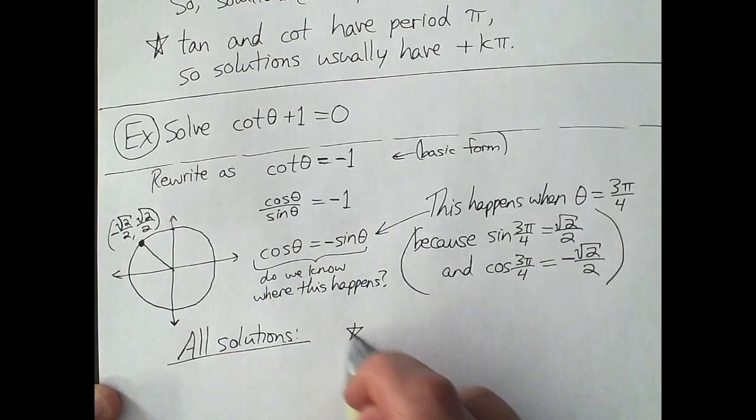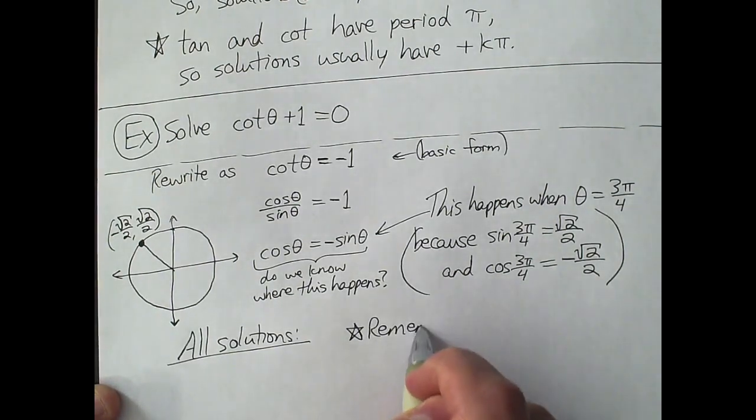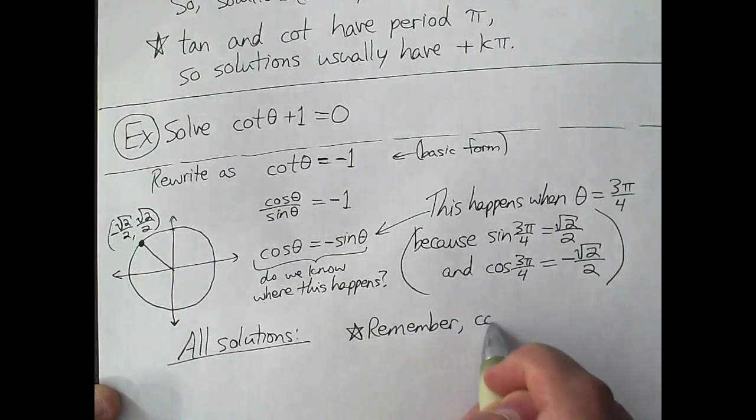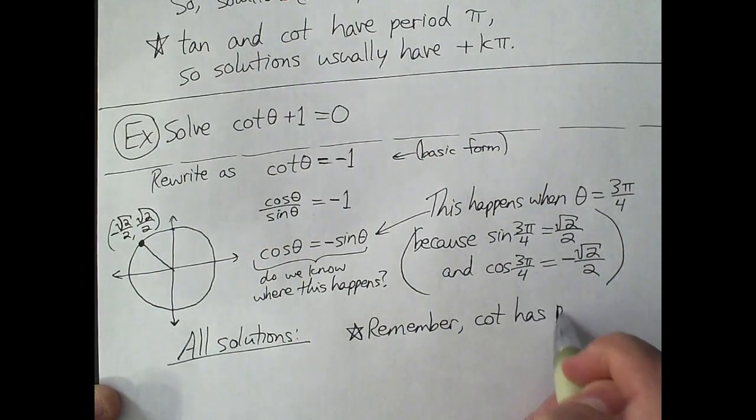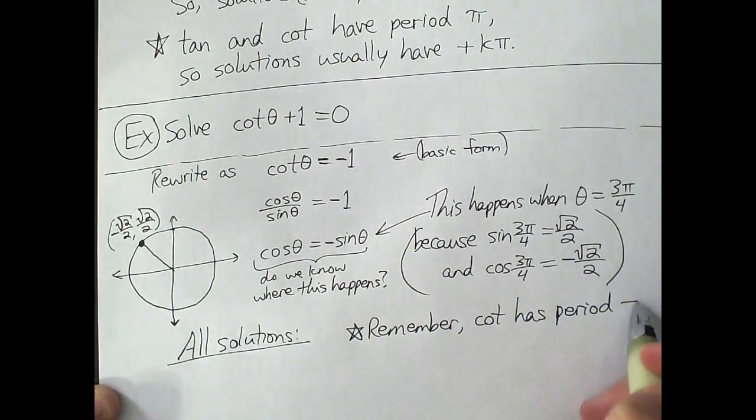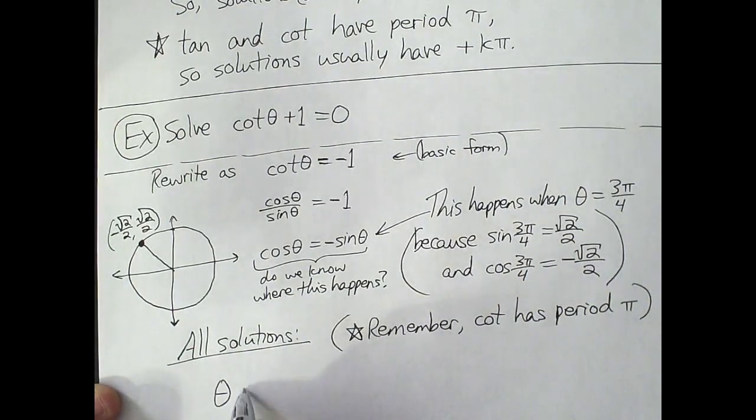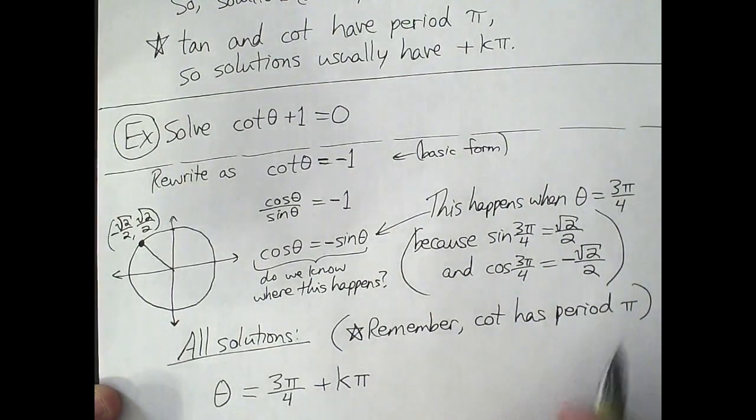And I'm going to say, remember, cotangent has period pi. So for that reason, the solution set is going to be the answer we found plus just k pi. Don't say 2k pi, just k pi.